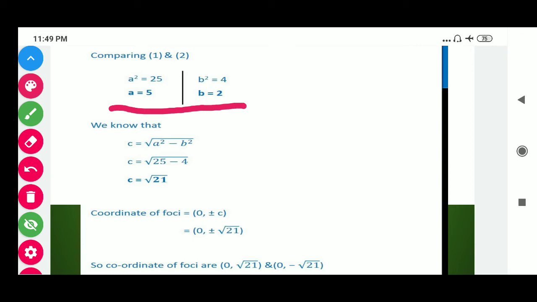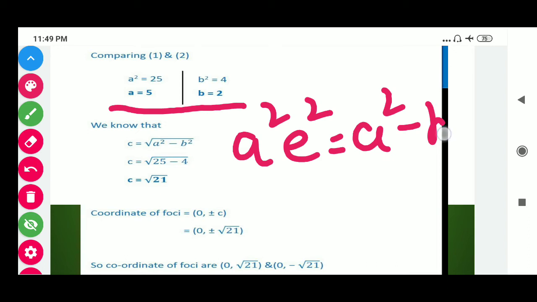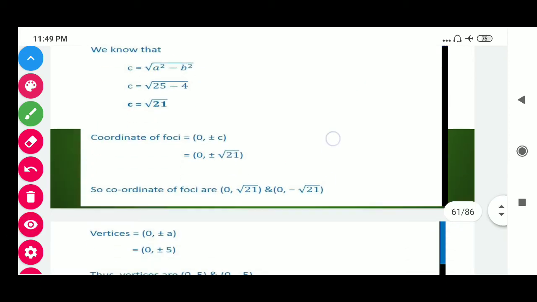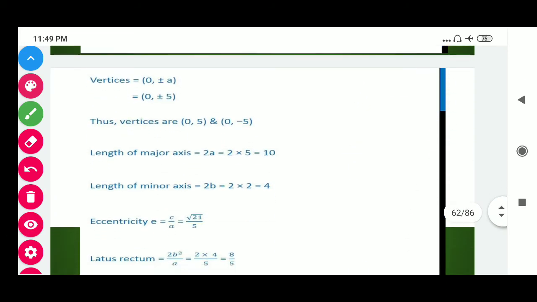Now we know that a square e square is equal to a square minus b square. Students, here ae is equal to c. So its formula becomes c is equal to under root a square minus b square. This is up to you whether you want to use this result or this result. Here put the value of a and b, we get c is equal to under root 21. In this way, the coordinates of the foci are 0, plus minus c. Now, coordinates of vertices. We know that coordinates of vertices are 0, plus minus a. So by using the value of a, we get 0, plus minus 5.